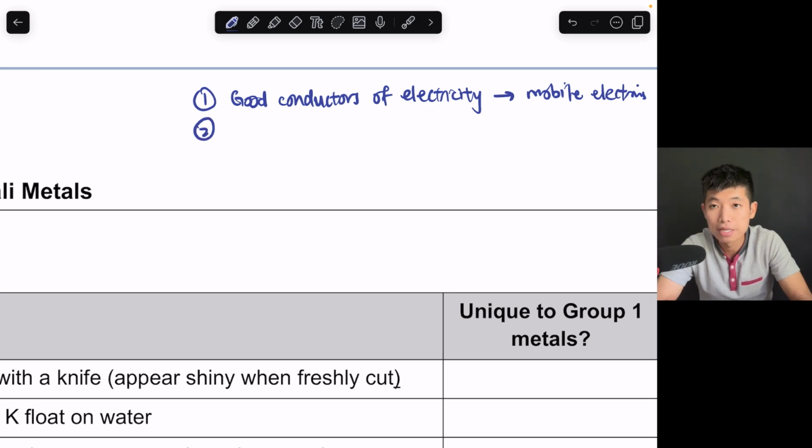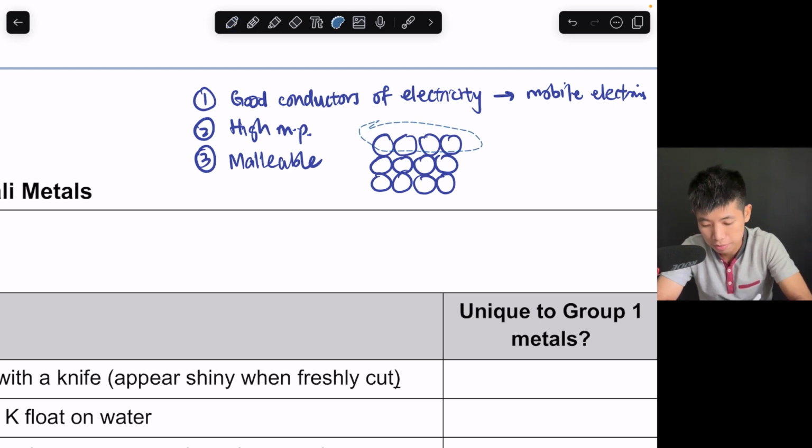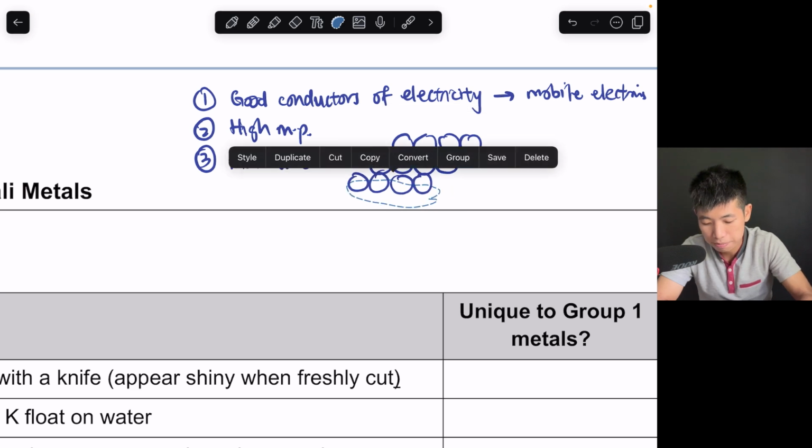The second property that you probably recall is that they generally have a high melting point, and that's because they have strong electrostatic forces of attraction between the metal cations and the sea of delocalized electrons. Another unique property of metals is that they are malleable and ductile. Malleable means they can be hammered into different shapes. We have learned in the chapter of chemical bonding that the metal atoms are orderly arranged. So when a force is applied, the layers of atoms can slide over one another easily.